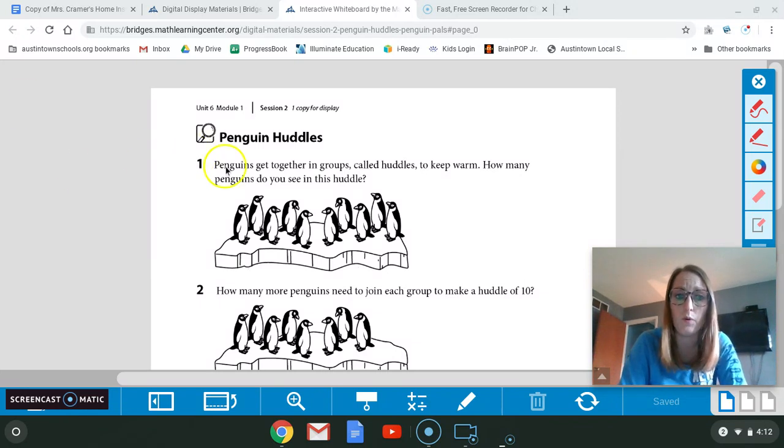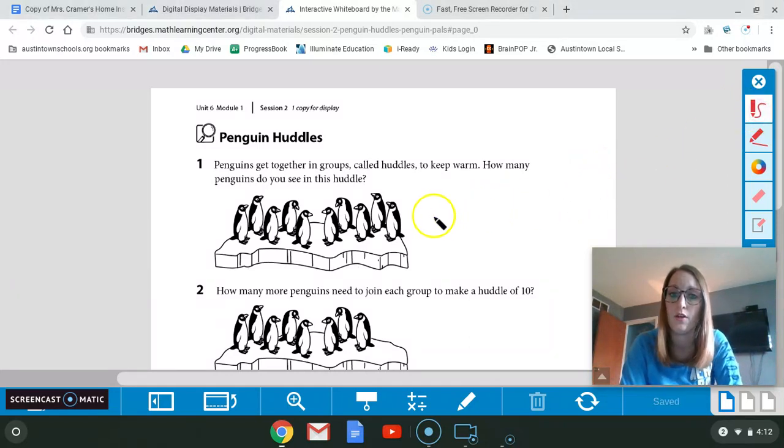Number one says, penguins get together in groups called huddles to keep warm. How many penguins do you see in this huddle? Okay, so look at this huddle right here. Okay, how many do you see? I do see 10. Last year when we did this, I had kids notice that there was a 5 pointing this way and 5 pointing this way. So 5 and 5 together, when you see them in this huddle, there are 10 all together.